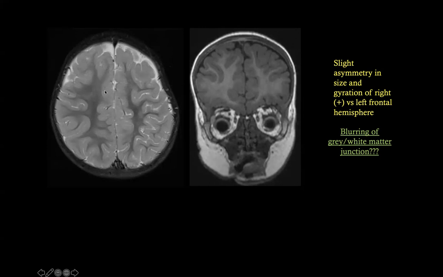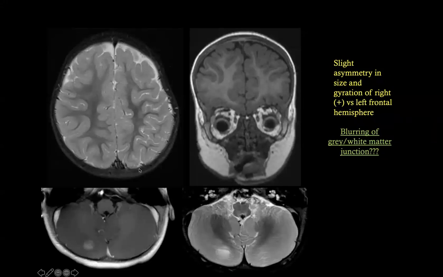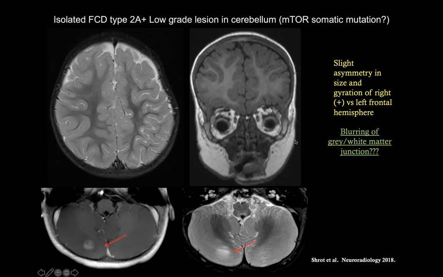There was a slight asymmetry in the gyration with possible blurring over the gray-white matter junction. The interesting thing in this case is that first, you need to analyze these scans knowing where the seizures are coming from. That's very, very important, especially if you don't have a 3 Tesla scanner, because you need to know where to look at. And this case was even more fascinating because the child has low-grade glioma, you see post-contrast here, in the cerebellum. So low-grade gliomas and focal cortical dysplasia have been associated with mTOR somatic mutation. So we suspected that this child had an mTOR somatic mutation.